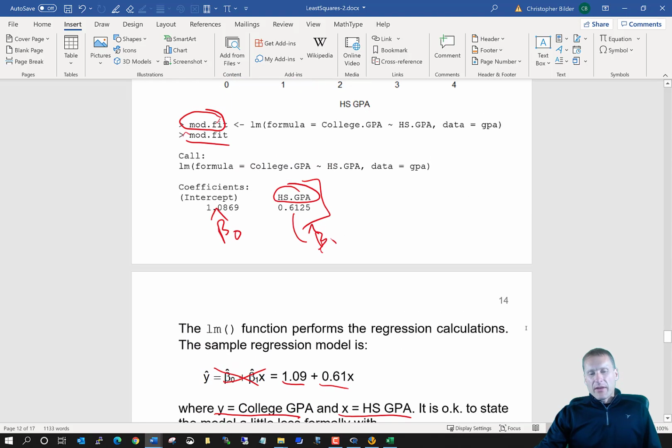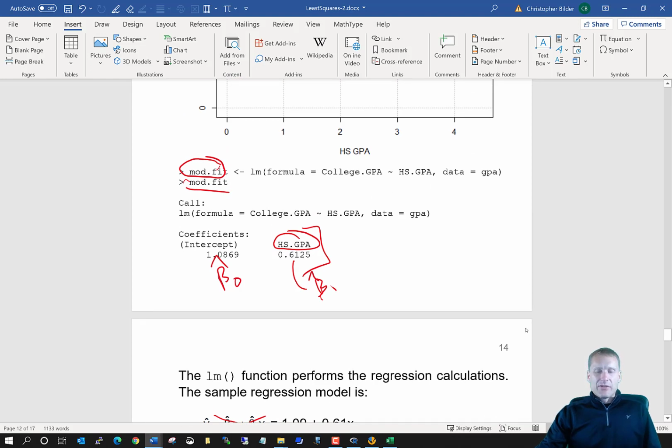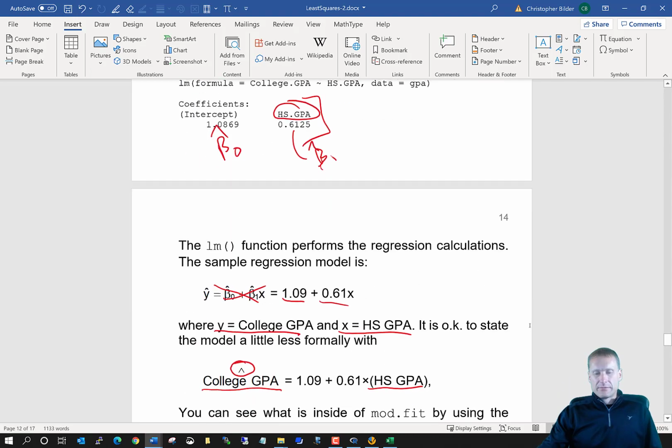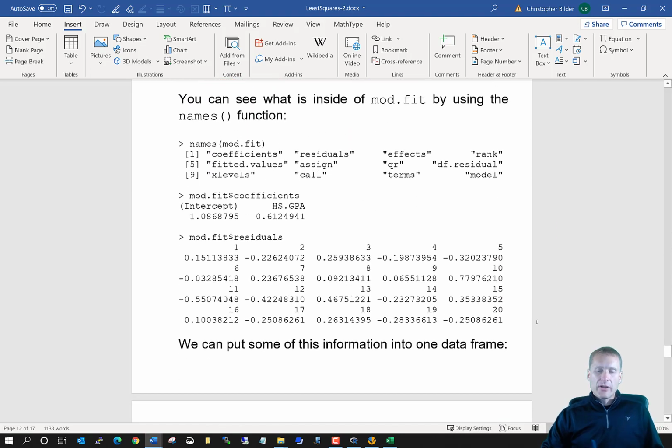Now, you might be thinking, okay, that's all that lm did. It just gave us beta hat 0 and beta hat 1. But actually, it did a whole lot of other calculations too. Inside of mod.fit, we can look in there. Mod.fit is, in R's terminology, a list. And we can always look inside of a list and get a set of names of what's in there. Notice you see one name called coefficients. If I extract coefficients from mod.fit, guess what I get? Beta hat 0, beta hat 1 once again.